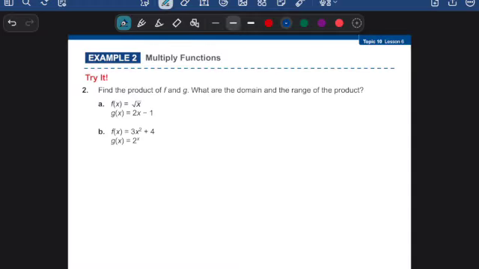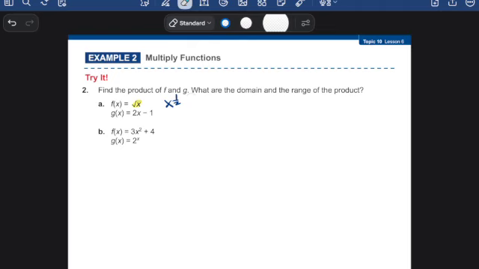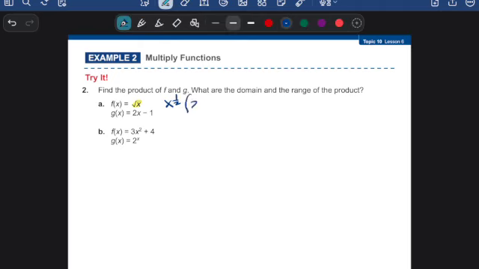Part A is a little tricky. We need to take a look at this square root of x function and rewrite it in a way to use rational exponents. So this comes from a previous topic, I believe topic 6. So we can rewrite the square root of x as x to the 1/2, and we're multiplying that by 2x minus 1.